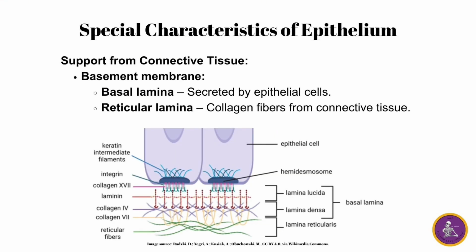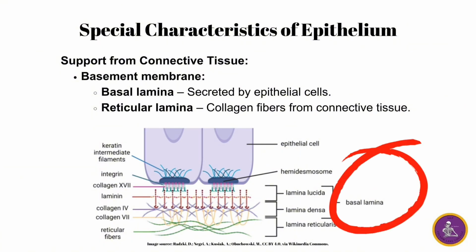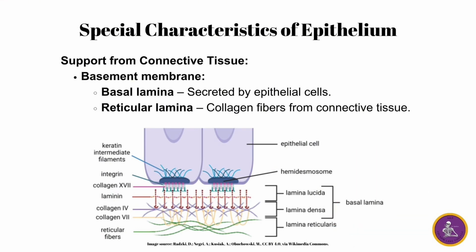Although epithelial tissue forms a surface barrier, it relies on support from the connective tissue below. This support is provided by the basement membrane, which lies between the epithelium and the connective tissue. The basement membrane consists of two main layers. Basal lamina is the upper layer produced by the epithelial cells themselves. It contains proteins like laminin and collagen 4 and helps regulate what passes from connective tissue into the epithelium.